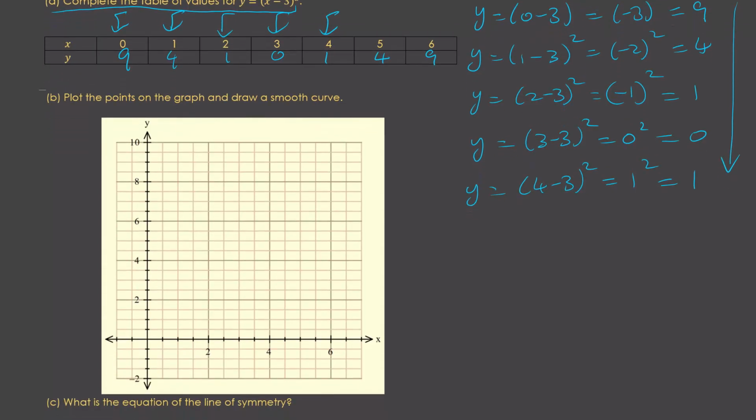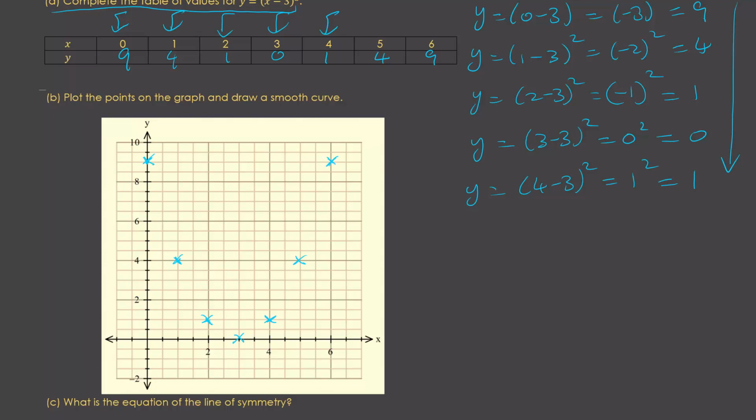So we want to plot the points. So we've got 0, 9. We have got 1, 4. We've got 2, 1. 3, 0. 4, 1. 5, 4. 6, 9.